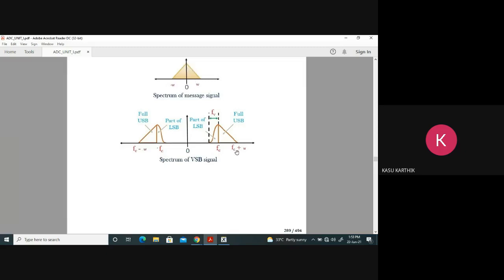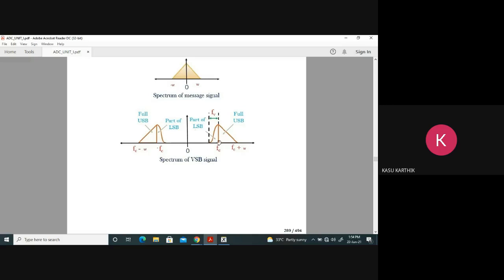Something like this. Suppose this is a message signal. If you want to transmit the upper sideband, you get almost one upper sideband along with some portion of the lower sideband also, or the reverse may happen. You may transmit almost one lower sideband and get some portion of the upper sideband. Which means you don't get complete separation of bands. So you get the upper sideband along with some portion of the lower sideband, or the lower sideband along with some portion of the upper sideband. This small portion is called the vestige. That's why it is called vestigial sideband modulation.